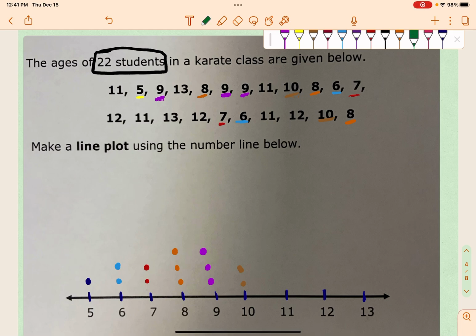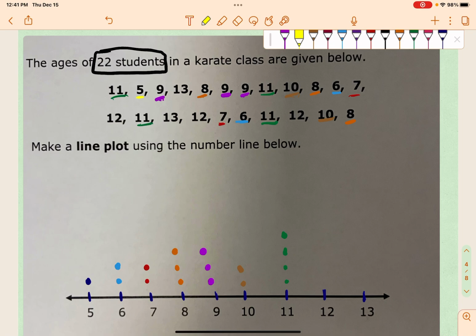Okay, now the next one is 11. So let's see, 1, 2, 3, 4. Oh, it would help if I was making them straight up and down here. They should be stacked directly up and down. Sorry, I was on an angle there.